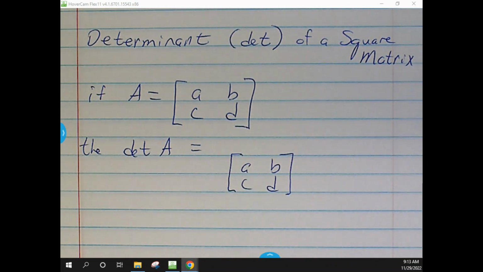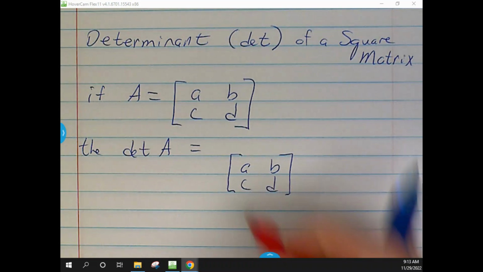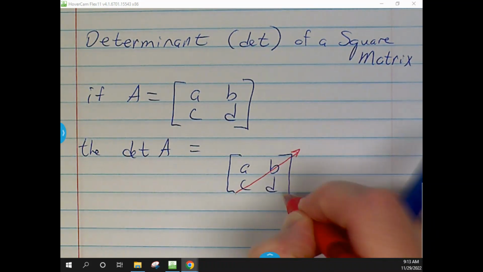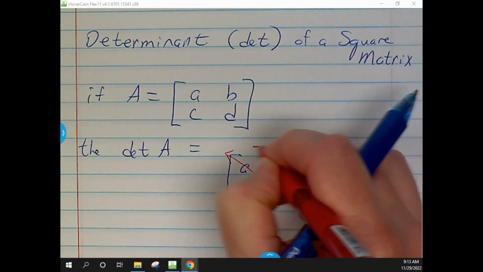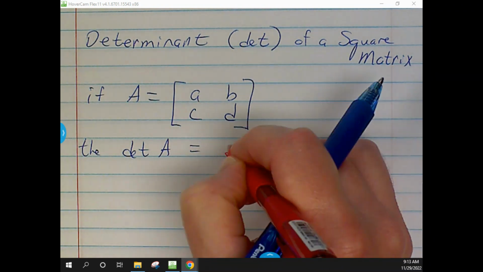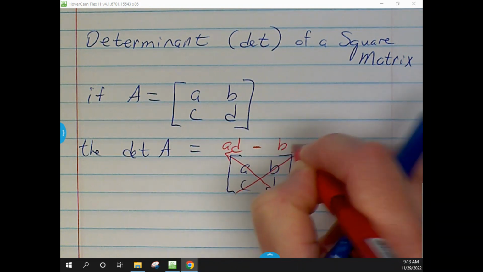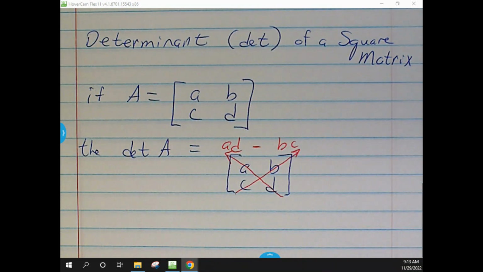To find the determinant of a matrix, you're going to do cross products, but you have to do them not going down. You have to do cross products going up. So it's multiplying these two numbers together and these two numbers together, and then you subtract those two numbers. So it's going to be AD minus BC. So it's cross products, but you have to go up instead of going down. If you go down, you're going to get the wrong number.